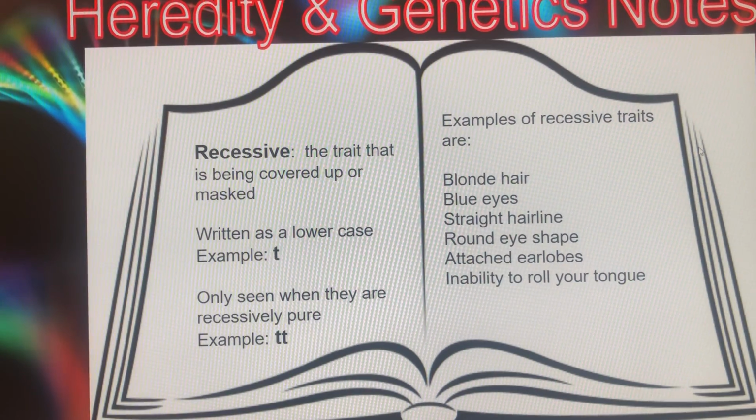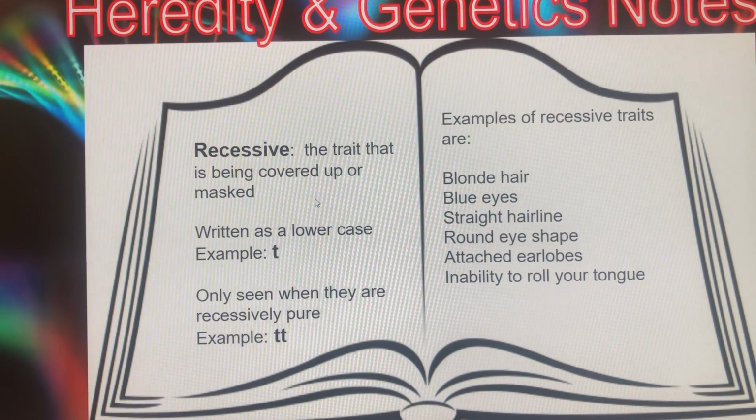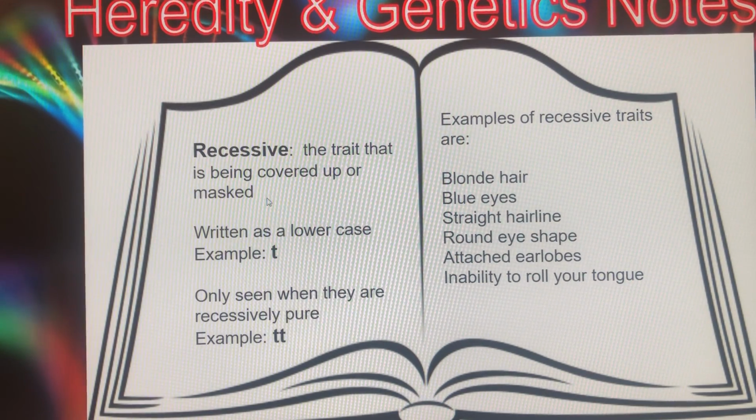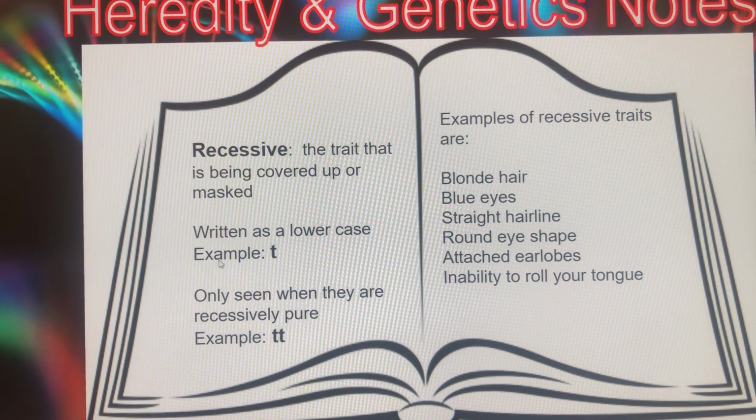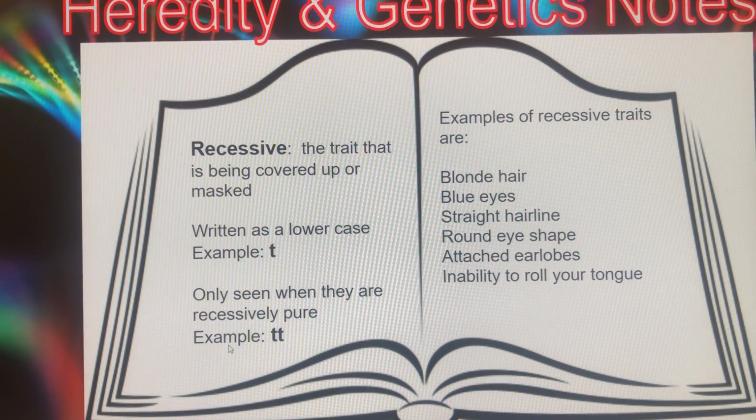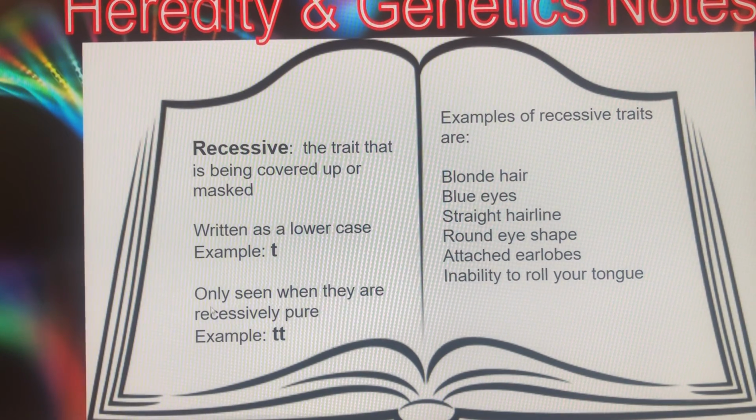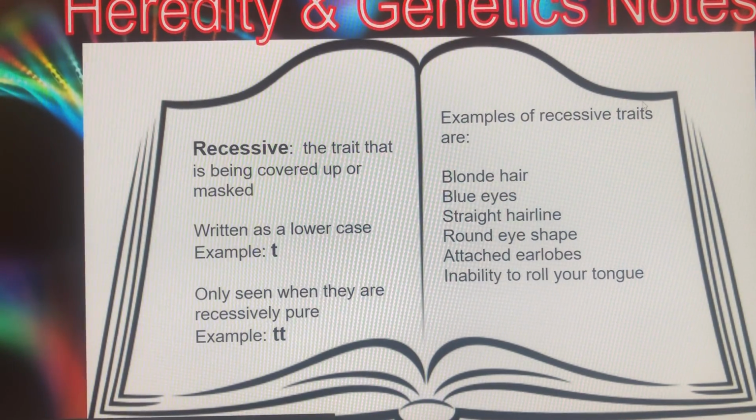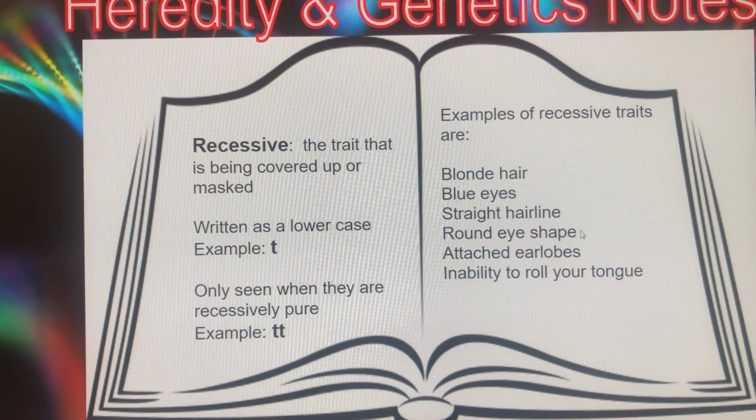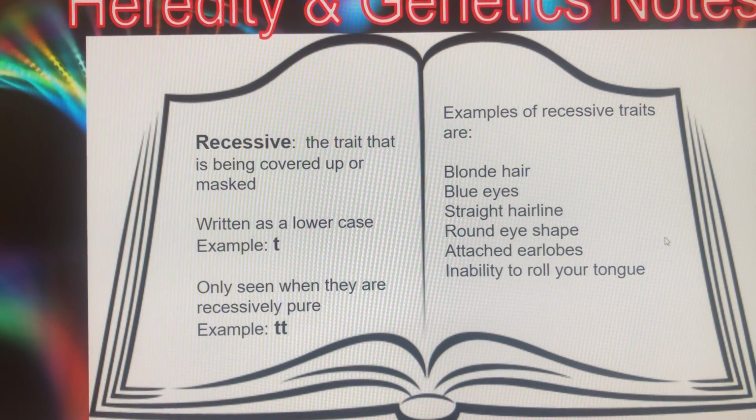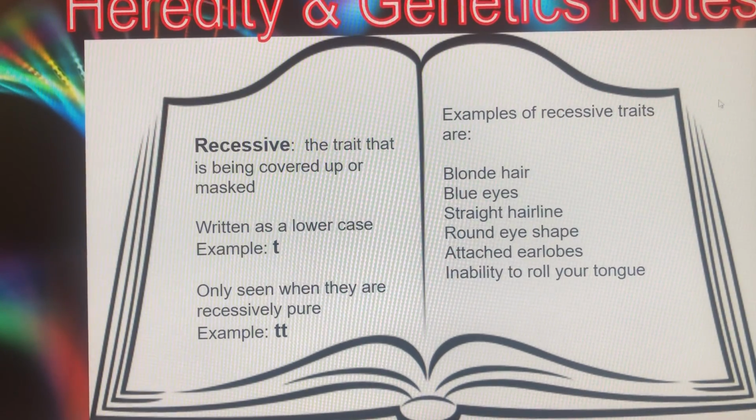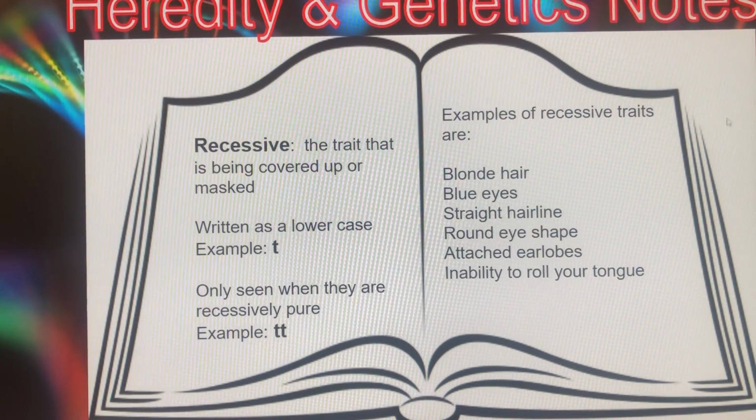For your ISN entry today, and again, press pause if you need extra time. Recessive is the trait that is being covered up or masked. It is written as a lowercase letter. Example, lowercase t. Only seen when they are recessively pure. Okay, so unless we have little t, we're not going to see that recessive trait. Examples of recessive traits are blonde hair, blue eyes, a straight hairline, round eye shape, attached earlobes, and the inability to roll your tongue. If you need extra time, please pause the video at this time. You can always resume when you're ready to move on.